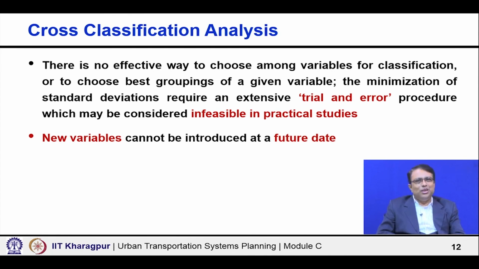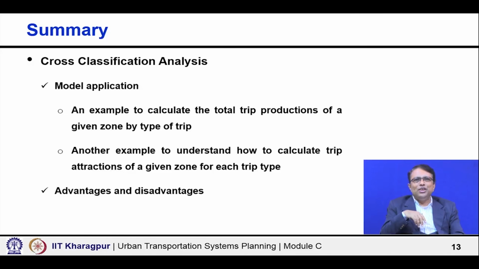So, you know now the advantages and disadvantages, that helps you to compare these two approaches and to select the best one. What we discussed here are 2 things. One is the model application part: after calibration, how to really apply it for the future, with two examples, one for trip production and another for trip attraction. Then we also discussed in detail the advantages and disadvantages associated with the cross classification technique or category analysis, so that you can compare two modeling approaches very meaningfully and decide the best for a given situation.